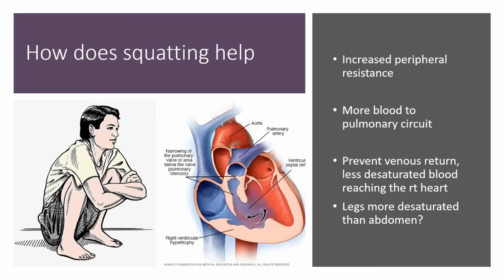Similarly, in tetralogy of Fallot, the person squats because he's encouraging more pulmonary flow, less aortic flow, increasing the oxygenation in the lungs, and also reducing the amount of desaturated venous return reaching the heart. So you ultimately get a higher proportion of oxygenated blood, which relieves the cyanosis and the hypoxia. So this is the mechanism by which squatting helps.